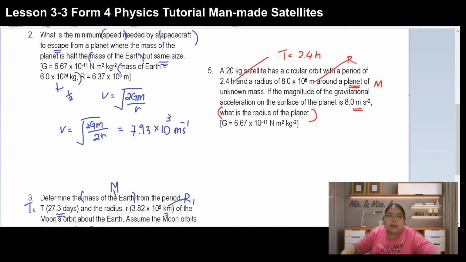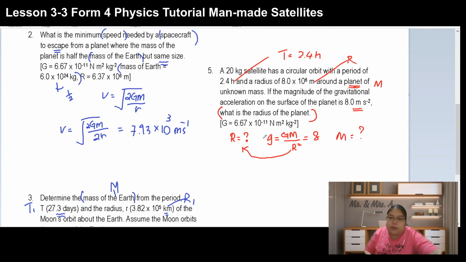So now we understand the question: they want capital R, that means the radius of the planet. Normally we use the formula g equals G capital M over R squared. This R is this R, that means surface only. Then we know this one is 8. The problem is we do not know the M. M is how many? We don't know. That's the planet mass.